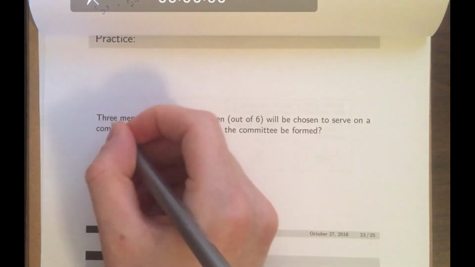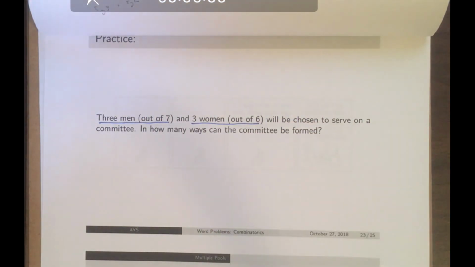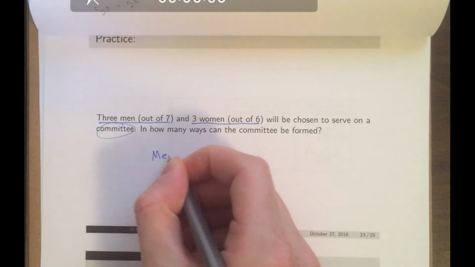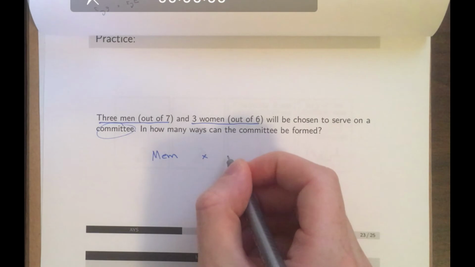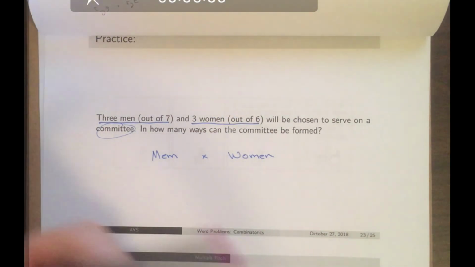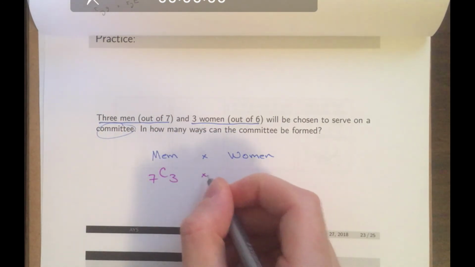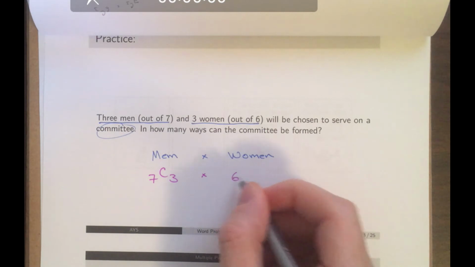Okay, 3 men out of 7, 3 women out of 6 to be chosen to serve on a committee. Order doesn't matter. How many ways can the committee be formed? So I'm going to say it's going to be the number of choices for men times the number of choices for women. Men is going to be 3 out of 7, so 7 choose 3. For women, 6 choose 3.